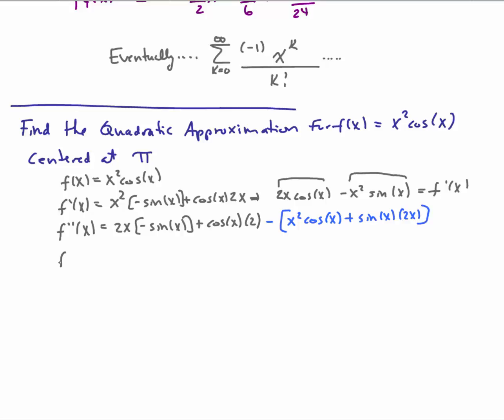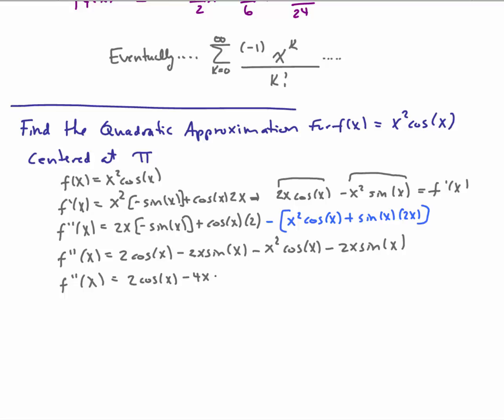So let's go ahead and simplify this one a little bit. So I get 2 cosine of x minus 2x sine of x, okay, minus x squared cosine of x minus 2x sine of x. Now if we can combine anything, that would probably be a good idea. It looks like we have a minus 2x sine of x, minus 2x sine of x, so I think we could combine those. So we have 2 cosine of x minus 4x sine of x minus x squared cosine of x. Okay, so those are my simplifieds.